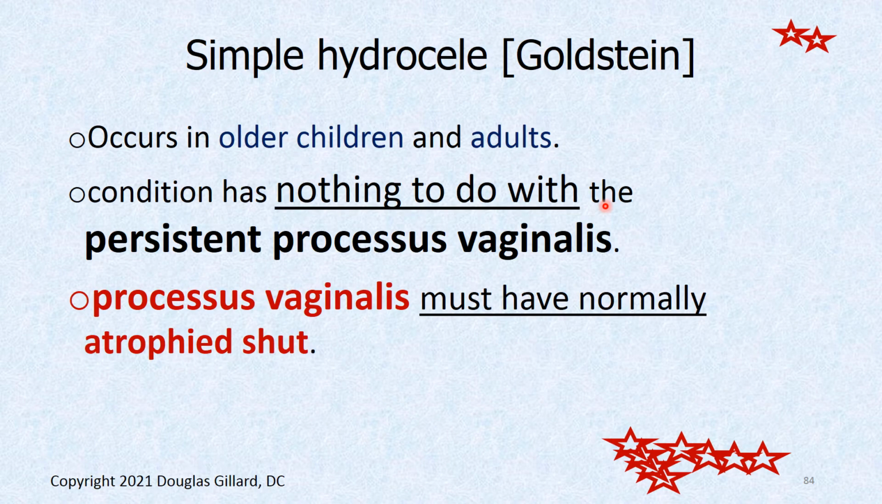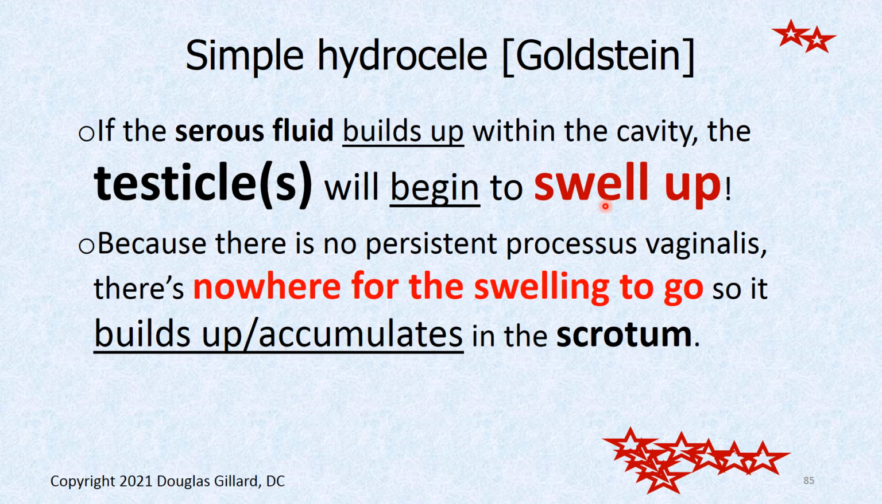So these simple hydroceles are typically caught in children, older children and adults. Has nothing to do with a persistent processus vaginalis. That's the congenital type we'll look at here in a minute. The processus vaginalis must be atrophied shut in order to have a simple hydrocele. Period. End of statement. So the serous fluid, again, builds up in the cavity, and if it builds up faster than the lymph can drain it away, you start to accumulate swelling in that cavity, and it can get really, really big.